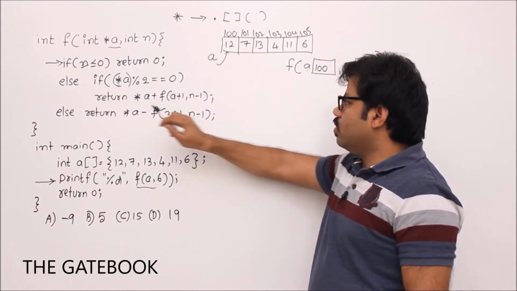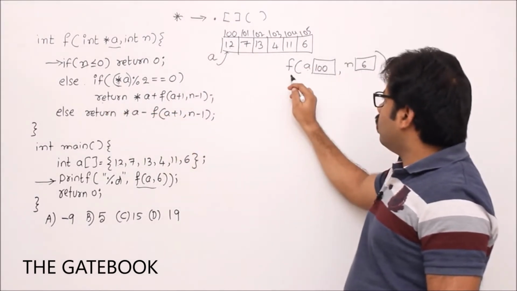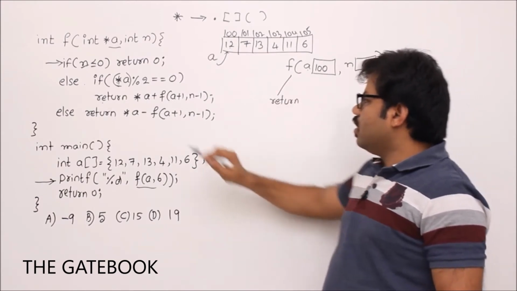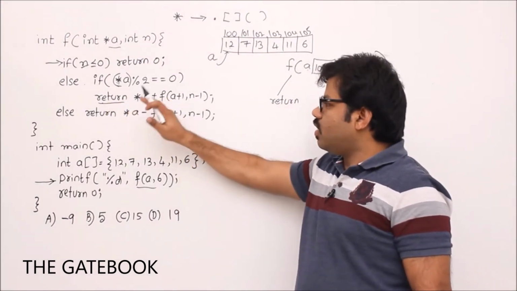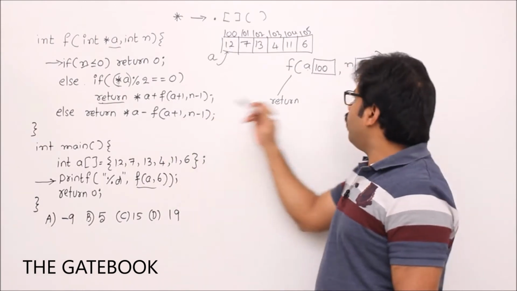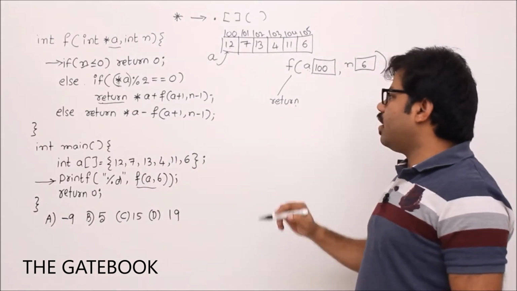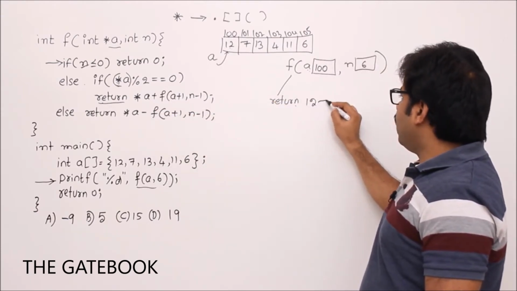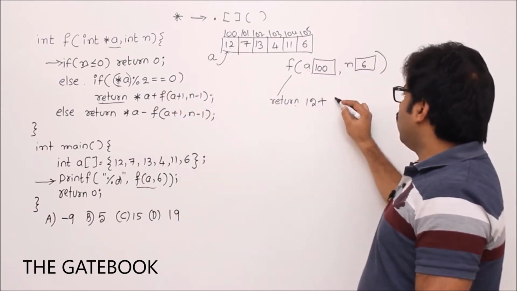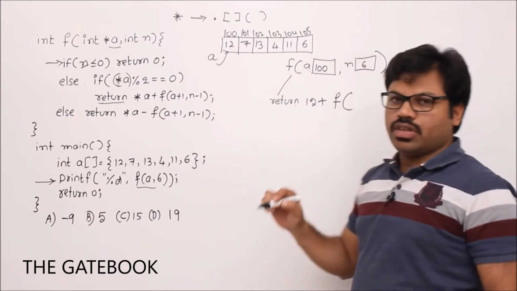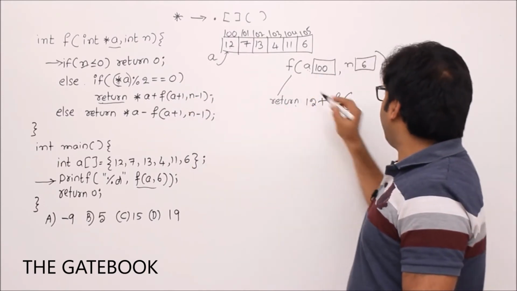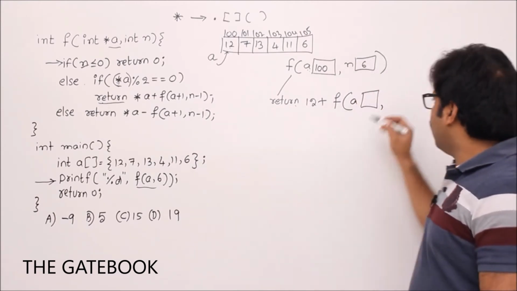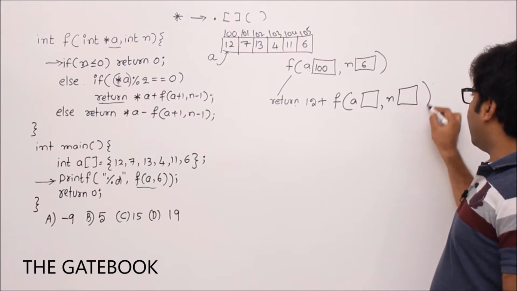Then 0, true. Then we come here, return. Since it is a return line, let me write it. When you see return, that is the logical end of that function execution. We are going to close this function after executing this return line. So return star a, value at a is 12, plus f of a plus 1 comma n minus 1. So a plus 1 is going to the local variable a again, and n minus 1 is going to the local variable n.